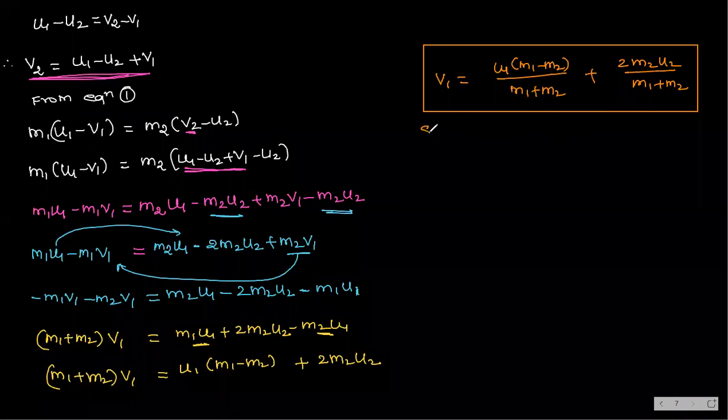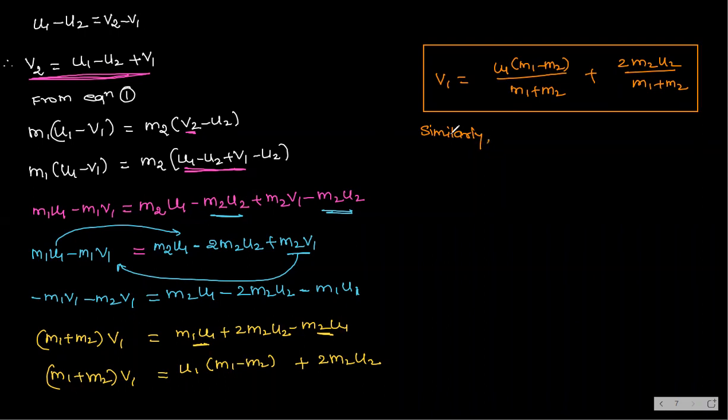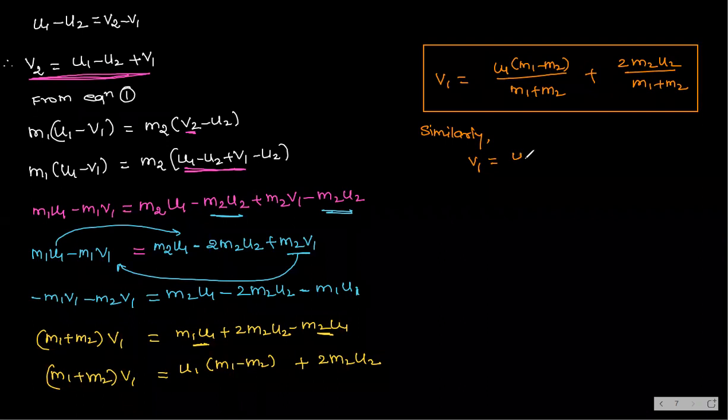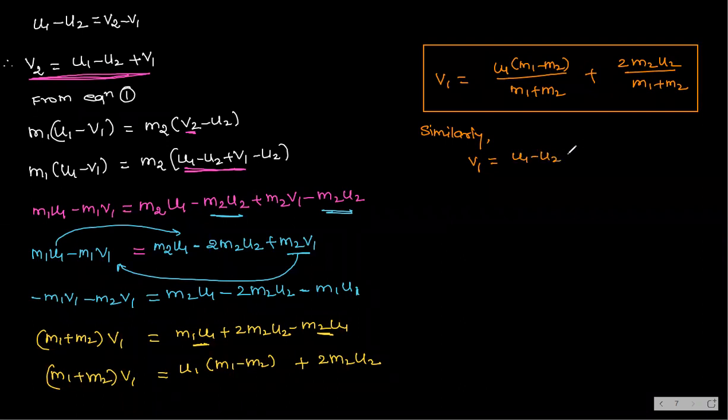Similarly, now what you have to do? Again you see this v1 value is there. Similarly, we substituted the v2 value and calculated v1. Now we will substitute the v1 value and calculate the v2 value. Shall I do one more step? Tell me. Look, I am doing this step.